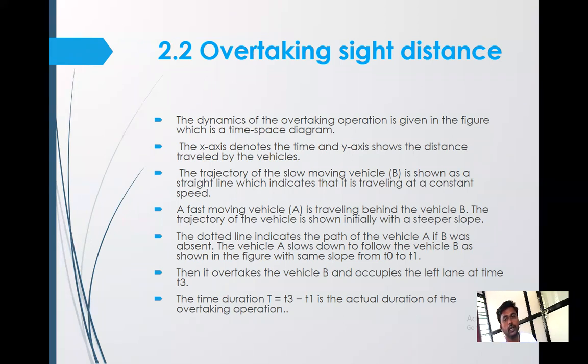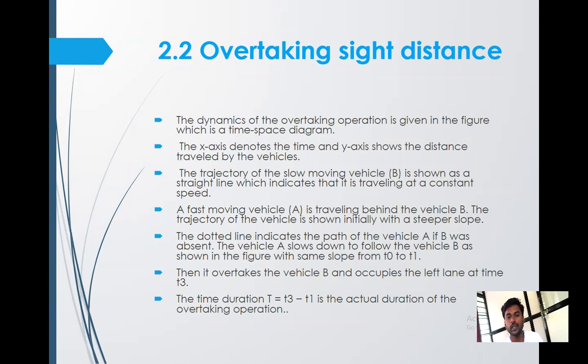Now I have explained the time-space diagram. The x-axis denotes the time and the y-axis shows the distance traveled by the vehicle. The trajectory of the slow-moving vehicle B is shown as a straight line, which indicates that it is traveling at a constant speed. The vehicle B travels with constant speed, so it is given as a straight line in the diagram.